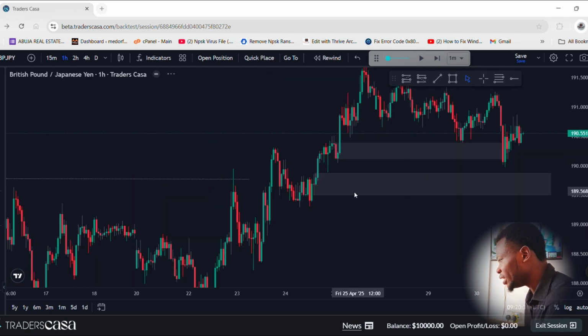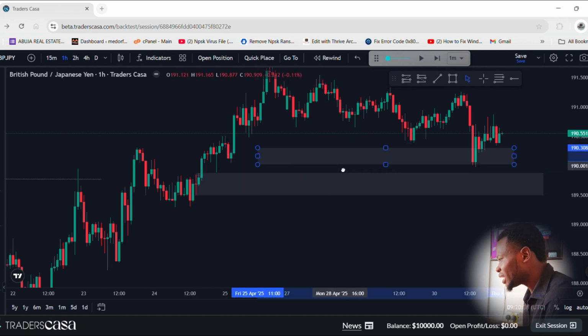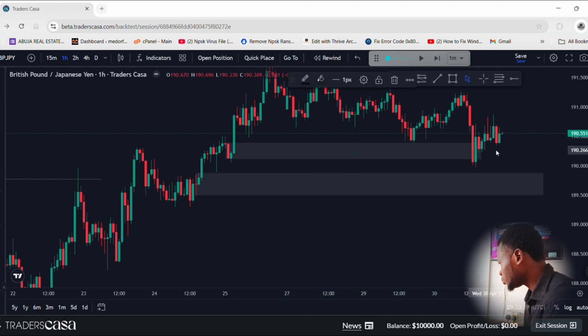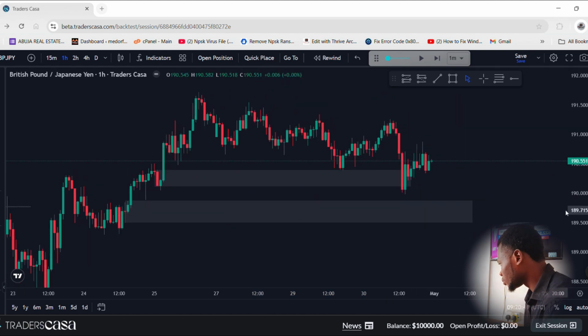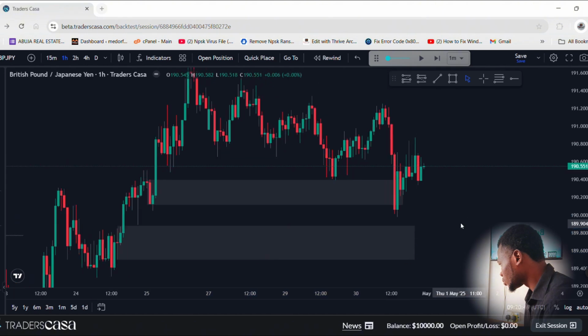So looking at this, we want to see if price has mitigated the zone. Price almost mitigated it, right? So here we can see price reacting from this one. That's why sometimes it's very good to use a confirmation entry, especially when you are not sure of the zone, right?